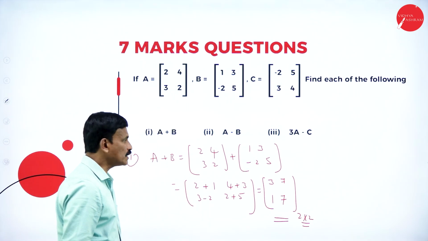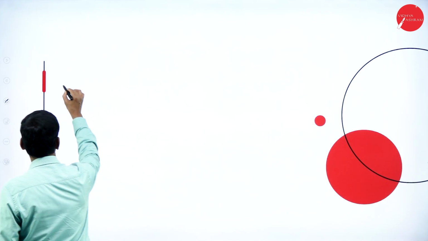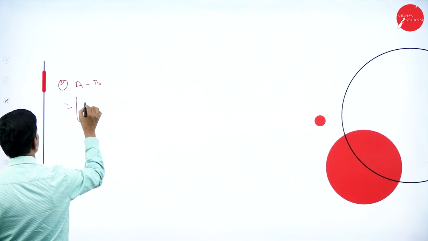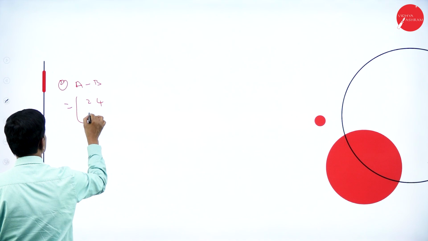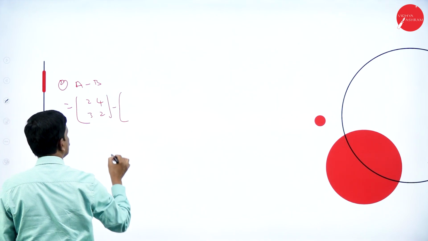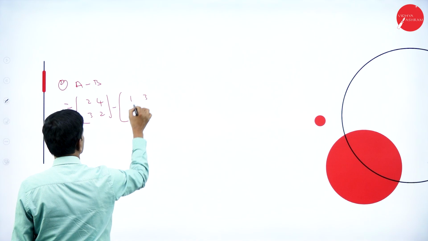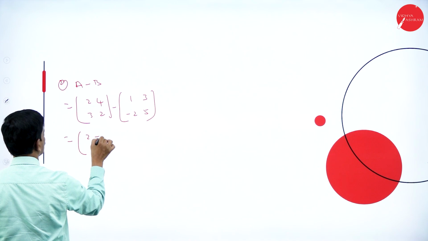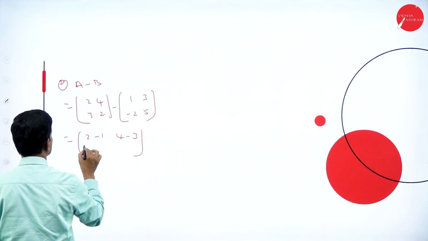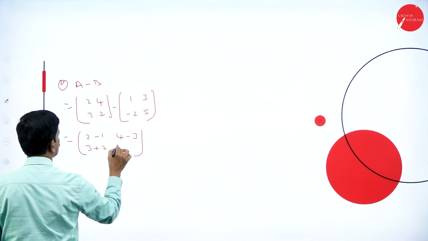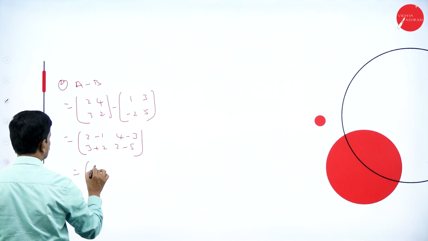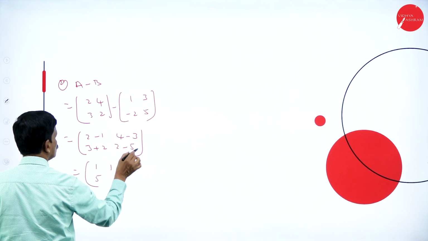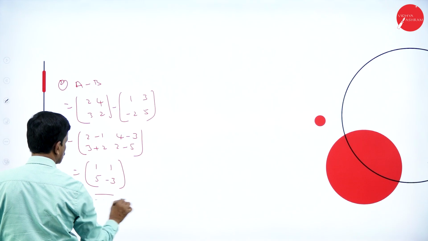Now, next, second problem, A minus B. What is matrix A? A is equal to 2, 4, 3, 2 minus matrix B. What is B? 1, 3, minus 2 and 5. Now subtract this. So as usual, 2 minus 1, 4 minus 3, 3 minus into minus plus 2, 2 minus 5. So this is equal to 1. 4 minus 3 is also 1. 3 plus 2 is 5. 2 minus 5 is minus 3. This is the second answer.